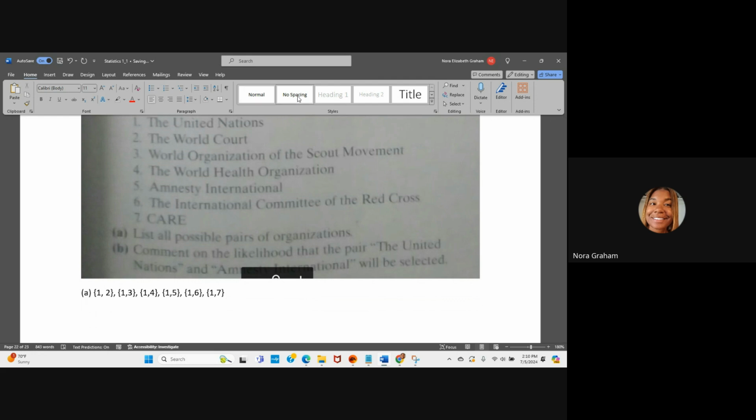Then again, I'm going to go with my 2s. I already have 2 and 1. So I'm not going to count that one because that's like counting it twice. Okay. So I'm going to do 2 and 3. I don't have that combination yet. And then I'm doing 2 and 4. All right. Then I'm doing 2 and 5. Then I'm doing 2 and 6. And I'm doing 2 and 7. All right. So those are good.